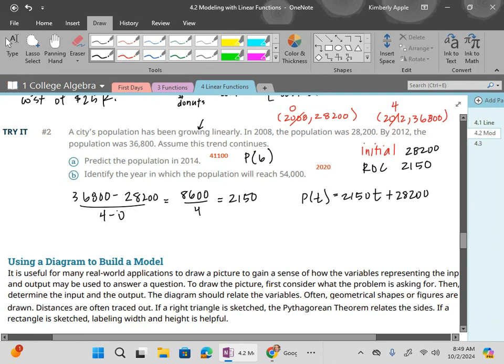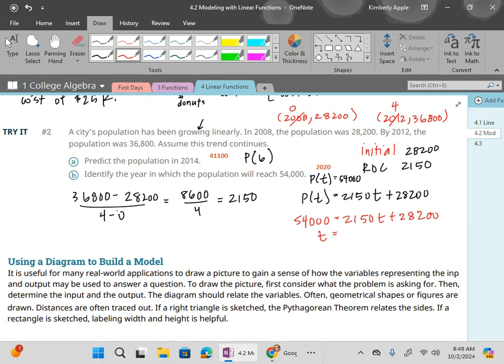And I know that you can evaluate a function. I'm not going to do that. And then identify the year in which the population will reach 54,000. That means that P of t, the output, is 54,000. And so we would just rewrite this, replace it with the known value, and then we would solve for t. And then you just go back and recalibrate your year. You get t equals 12, right? And so 12 years after 2008 is 2020.